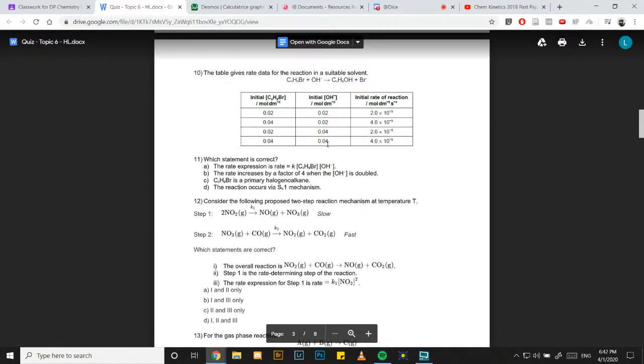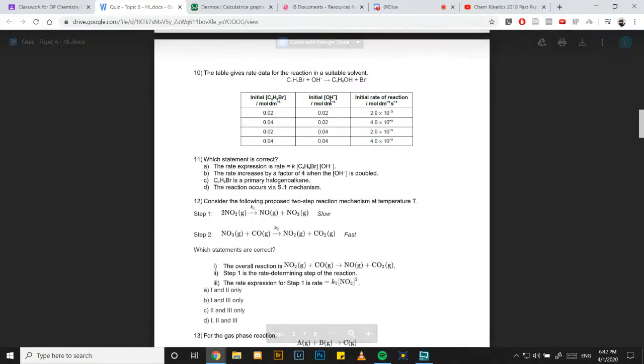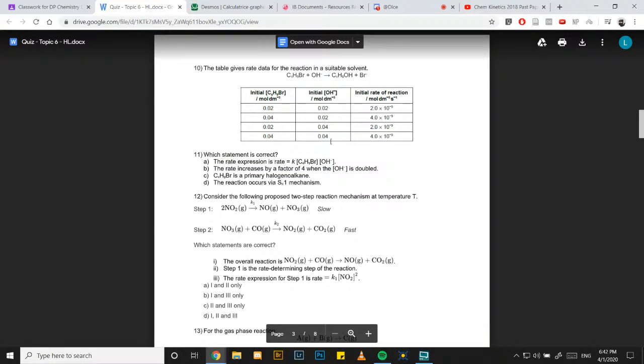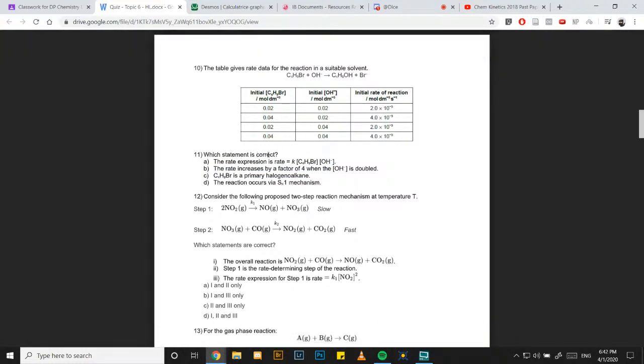10. The table gives rate data for the reaction in a suitable solvent. So here's what it looks like, and here's what the data is. So we can go through each one of whether it's C is correct. So the rate expression is rate is equal to K, the concentration of one reactant, the concentration of the other reactant. Both of them are order 1 in this rate expression. And we can check what order they are.